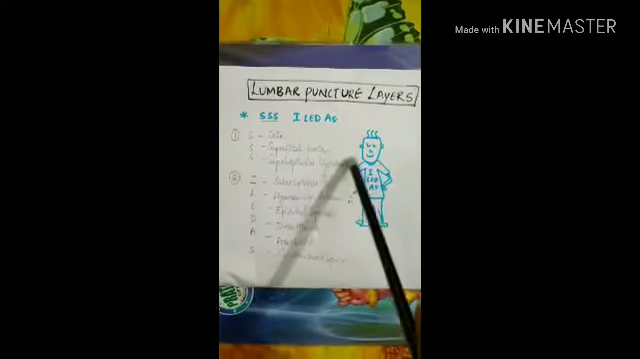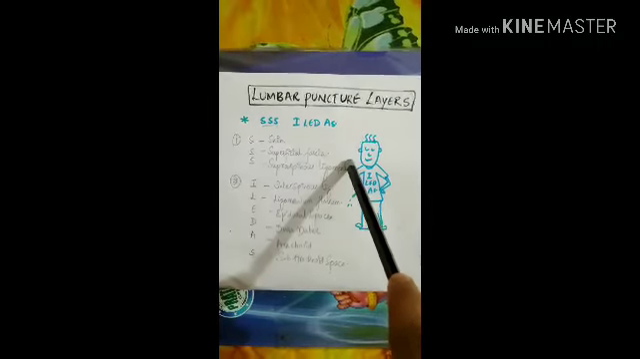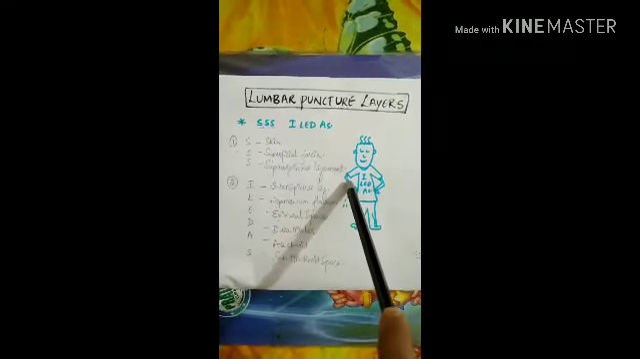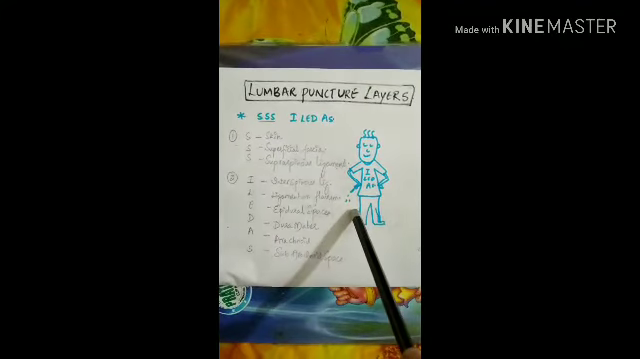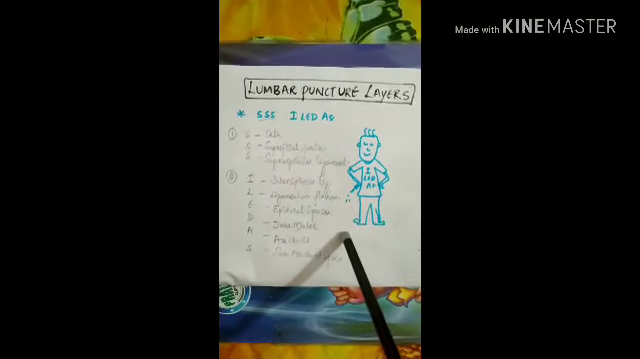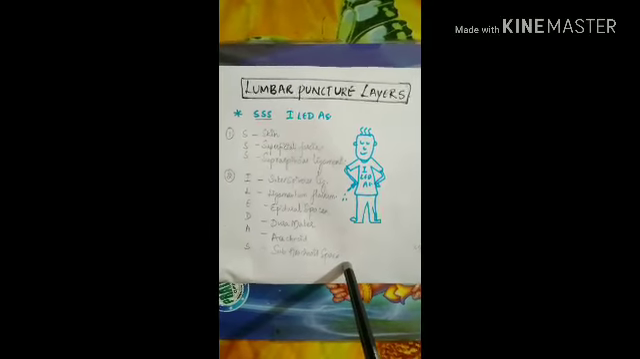The lumbar puncture needle should pass through the skin and then to the superficial fascia and then to the supraspinous ligament and then to the interspinous ligament and then to ligamentum flavum and then to epidural space and then to dura mater and then to arachnoid mater and finally to the subarachnoid space.